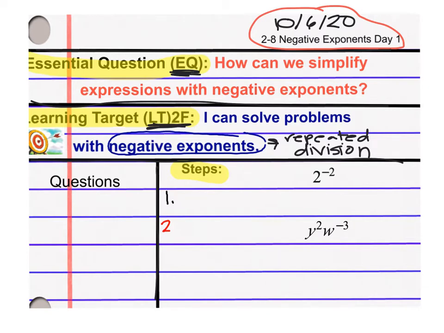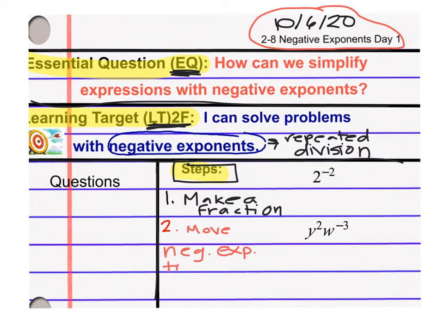All right, then you do need to write these steps and this 2 to the negative 2. So the first step is to make a fraction. Okay, that is step 1, make a fraction. Step 2 is move negative exponents, so just negative exponents, to the other side of the fraction.